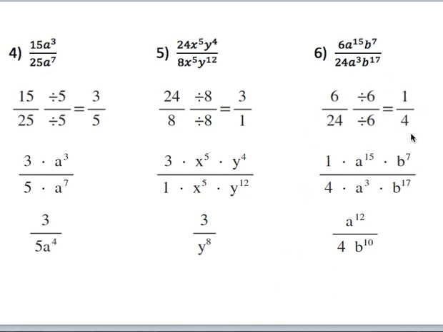For number 6, you'd simplify that fraction, tag on the variables with your exponents and subtract, and check your final answer.